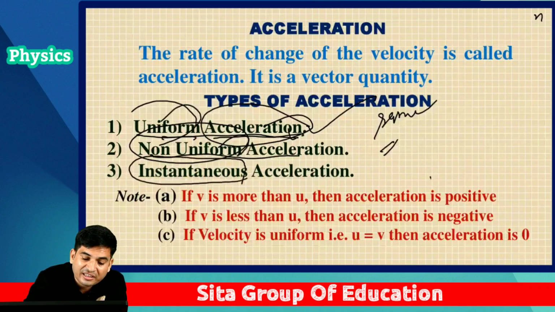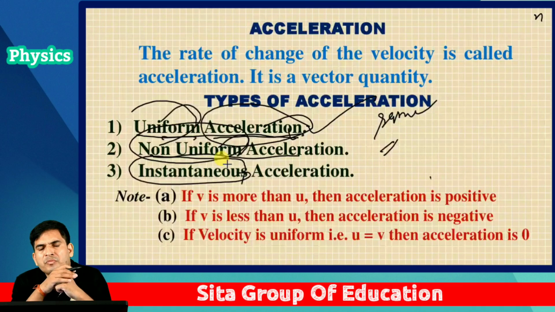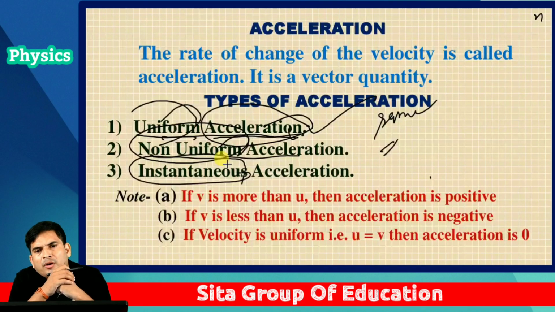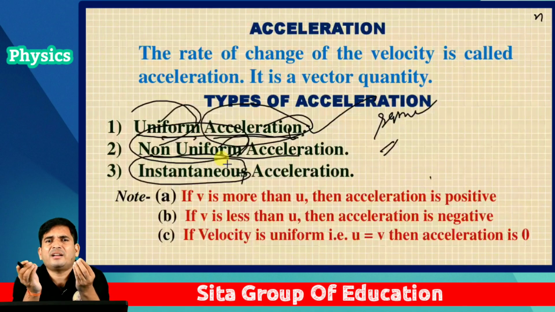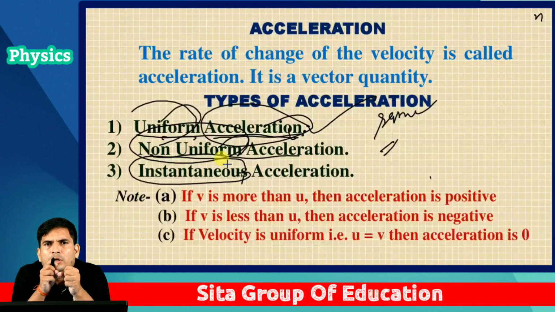Next one is the instantaneous acceleration. At the instant, it changes randomly. Suppose that you are moving from your home to a school, and on the way an obstacle enters. Then what will you do? You will apply the brake.